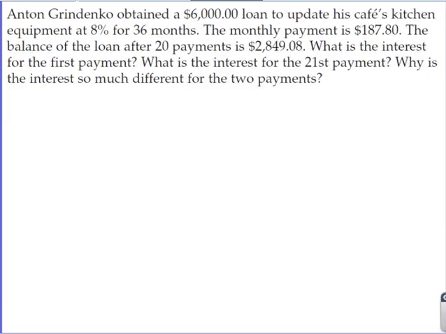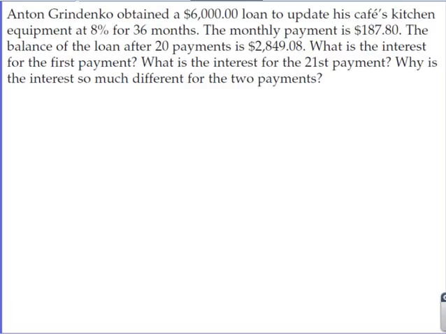Okay, Anton obtained a $6,000 loan to update his cafe's kitchen equipment at 8% for 36 months. The monthly payment is $187.80. The balance of the loan after 20 payments is $2,849.08. What is the interest for the first payment? What is the interest for the 21st payment? Why is the interest so much different for the two payments?